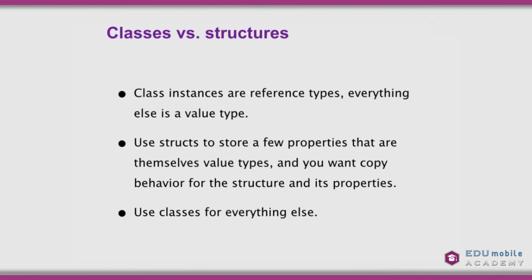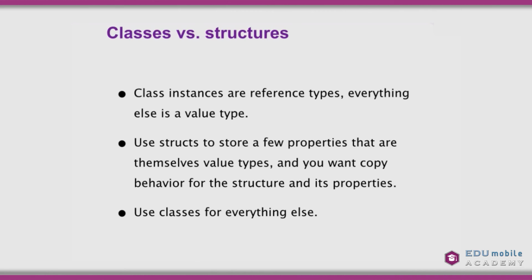When do we use a class and when do we use a structure? Well, basically, we want to think about using structures if we want to store a few properties that are well known, and those properties are themselves value types. Storing the coordinates of a point would be a good candidate for a structure. We want to copy that point someplace else. We might want to change the copy. That's a good candidate for a structure.